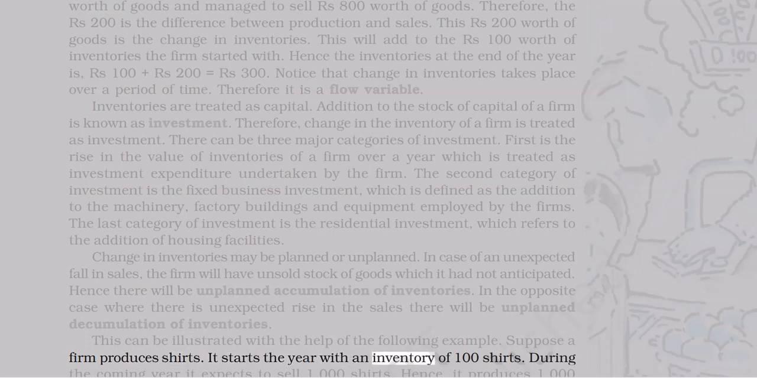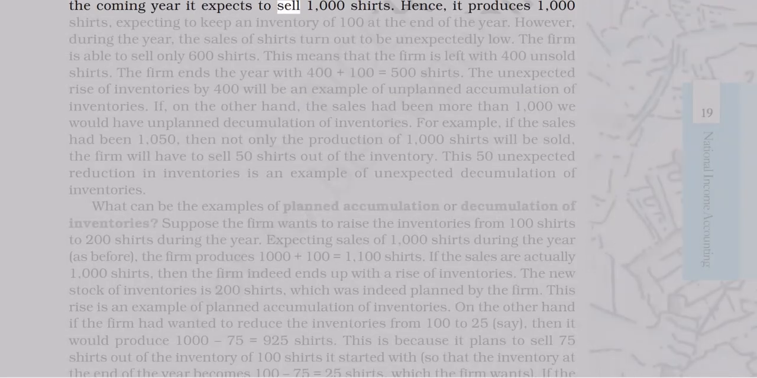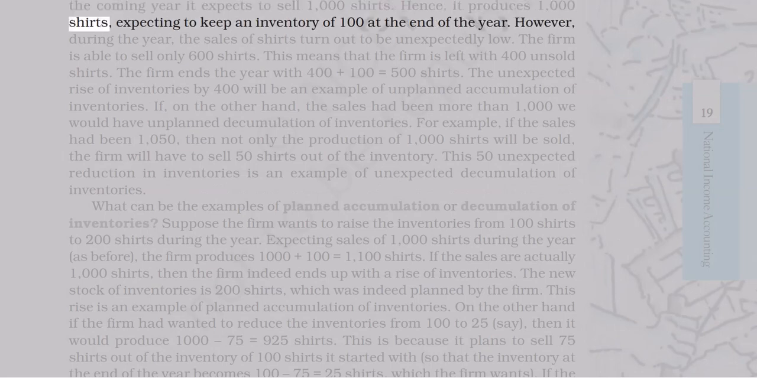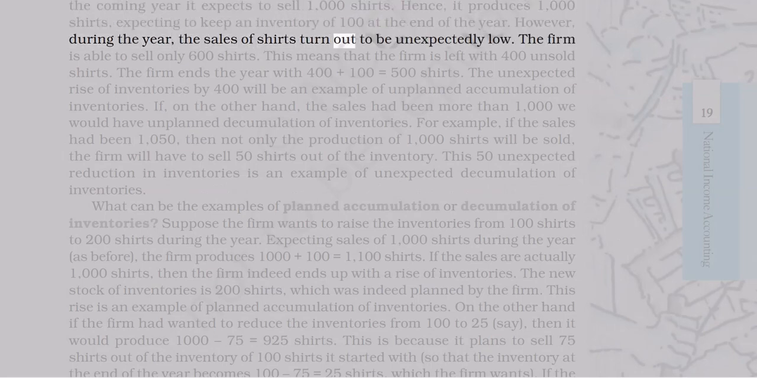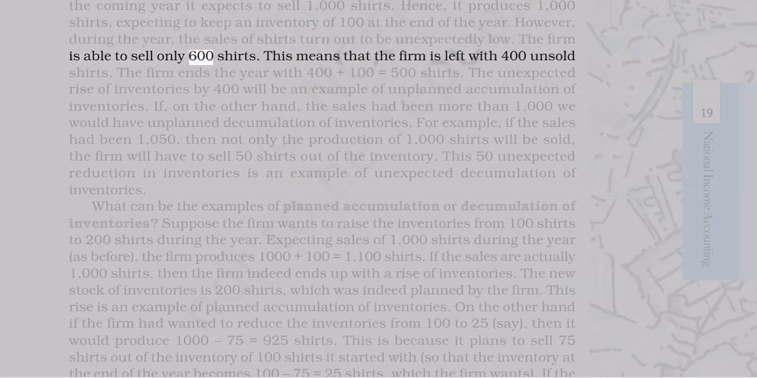It starts the year with an inventory of 100 shirts. During the coming year, it expects to sell 1,000 shirts. Hence, it produces 1,000 shirts, expecting to keep an inventory of 100 at the end of the year. However, during the year, the sales of shirts turn out to be unexpectedly low. The firm is able to sell only 600 shirts. This means that the firm is left with 400 unsold shirts.